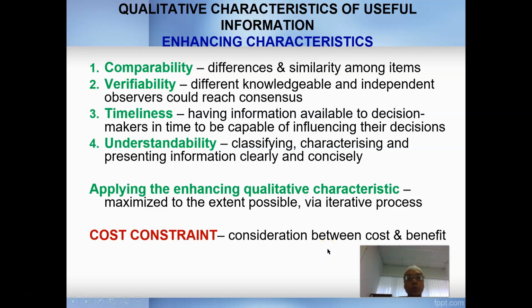Because for us to improve on these characteristics, it will incur cost on the preparer of the information and cost on the users of information. So we need to compare the cost and the benefit that the users will get out of that information. So balancing the cost and benefit in order for us to decide to what extent we want to have these characteristics.